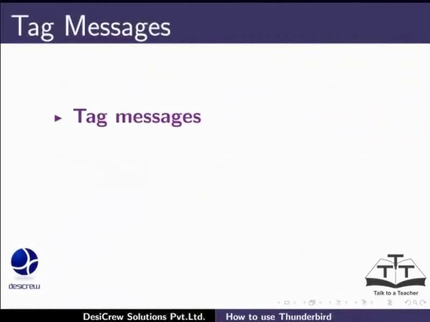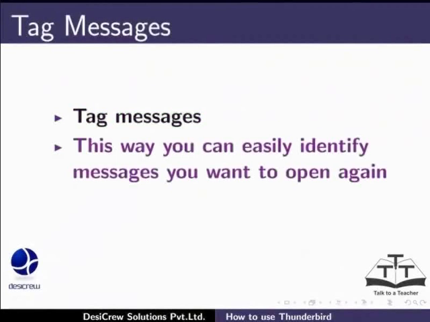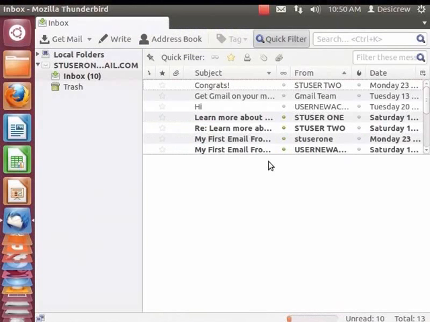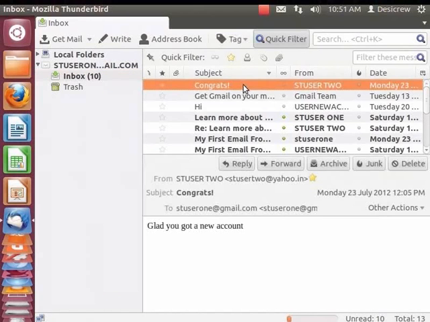You can also tag messages. This way you can easily identify messages you want to open again. You can also use tags to group similar messages together. Let's say you want to tag a mail as important. Click on Inbox, select the first mail. Click the tag icon from the toolbar and select Important.